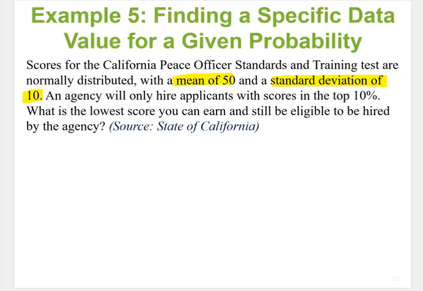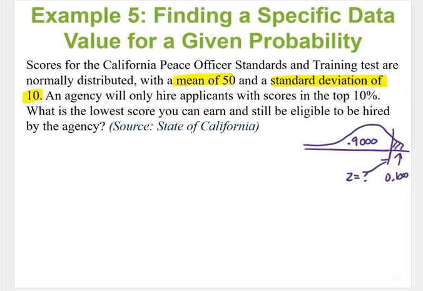So if we are in the top 10%, normally distributed, we are up here. We want this area to be 0.1000, which means this area down here is going to be 0.9000. Top 10%, bottom 90%. We need to first figure out what that z-score is right there. What is that z-score that corresponds to that?